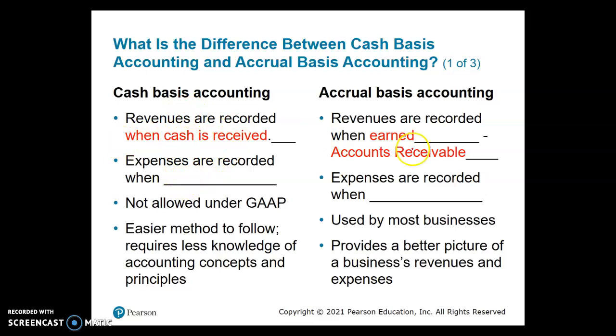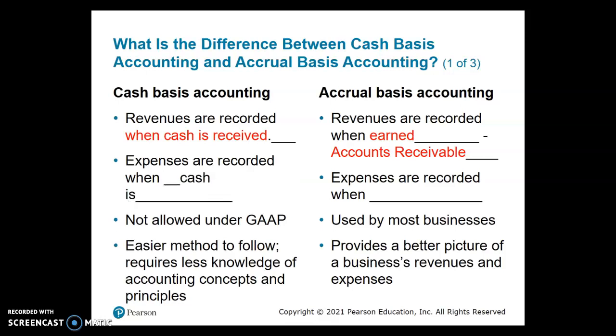If a company uses the cash basis of accounting, the accounts receivable doesn't exist. Under cash basis, expenses are recorded only when cash is paid. So really it's only when cash changes hands, when cash is received and when cash is paid, that we record under the cash basis of accounting.